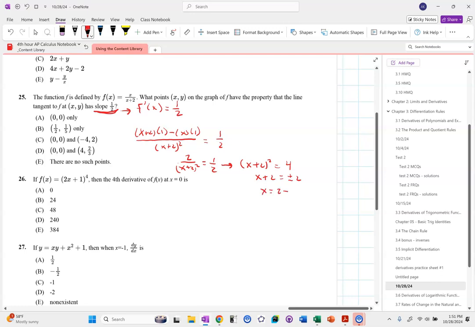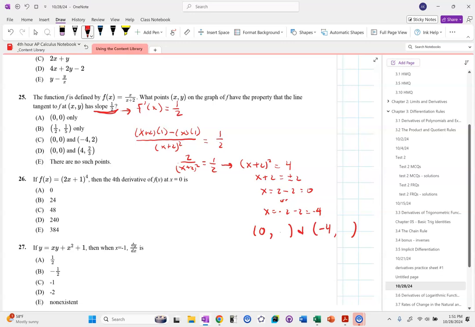So x would be 2 minus 2, or 0, or x would be negative 2 minus 2, or negative 4. So those are my x values: 0, comma something, and negative 4, comma something. How do I find the y's? Plug it back into the original.